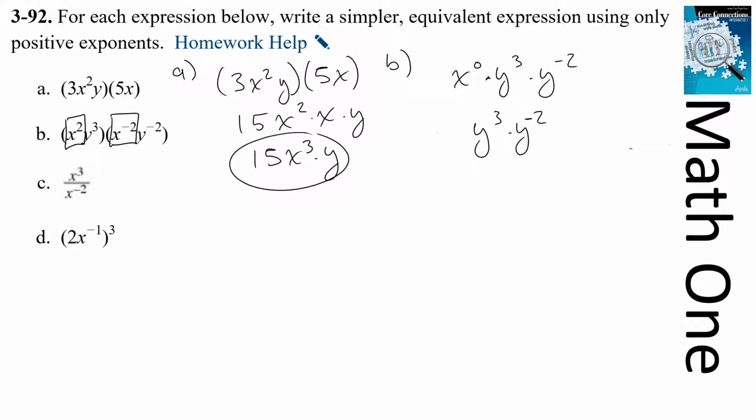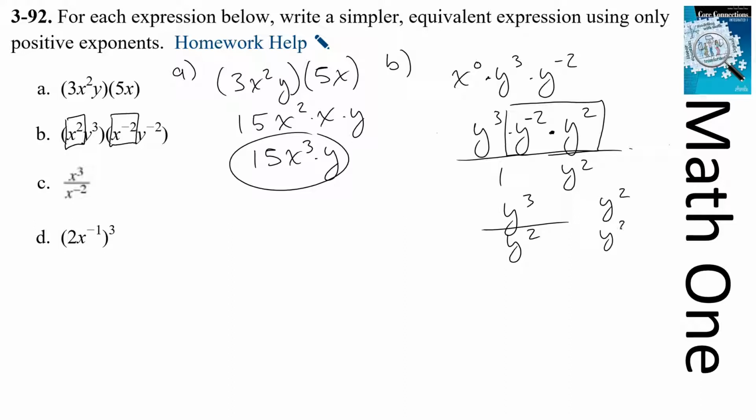Yes, there's a shortcut. I don't want to discuss it yet. I'm going to neutralize this y to the negative second by multiplying by y to the second over y to the second. When I do that, I've just created the number 1 right here, right? Y to the negative second times y to the second is y to the 0 power. That equals 1. So I'm left with y cubed over y squared. And if I simplify this, there is a giant 1 right here. Both the numerator and denominator have a copy of y squared. The numerator has one extra copy of y left over, and I can see that this is a 1. So my final answer is just y.